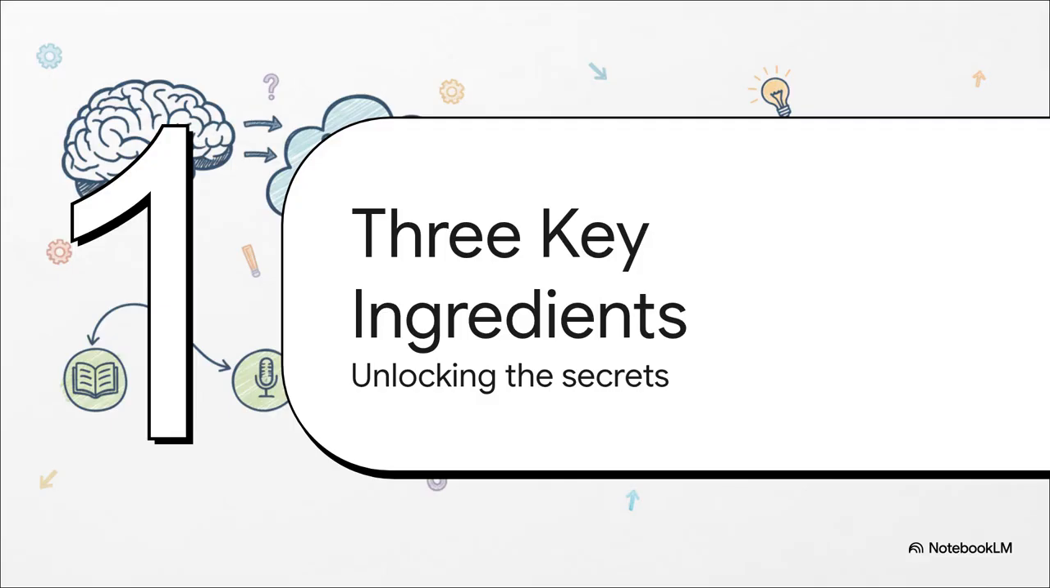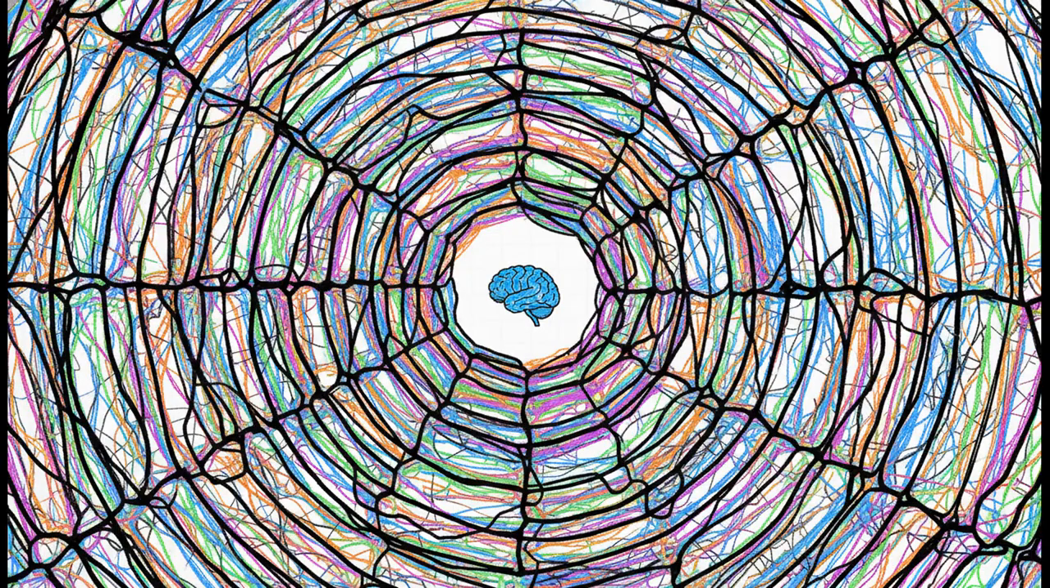Well, it's not just one thing. Think of it like a recipe. There are three key ingredients that, when you put them all together, create this incredible result we're all seeing. The first ingredient, it's right there in the name. Large language model. And when we say large, we don't just mean big. We mean mind-bogglingly, astronomically huge. This scale is the foundation for everything else.